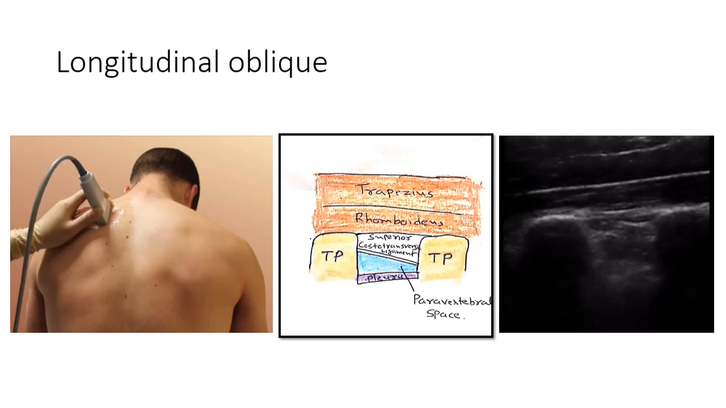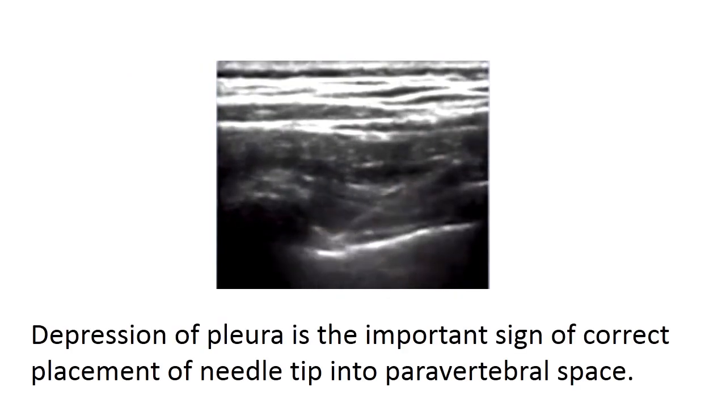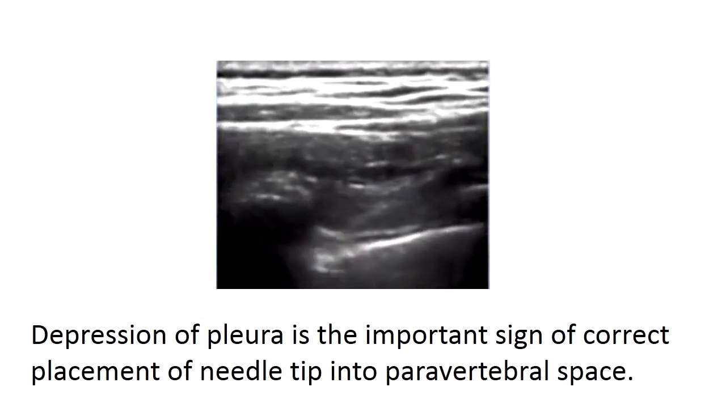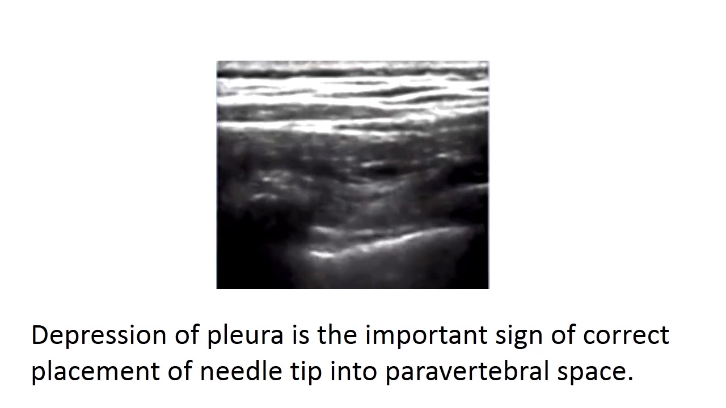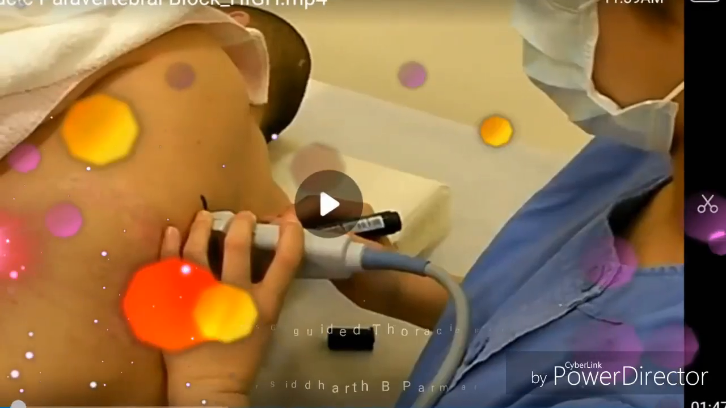Needle is entered from caudad to cephalad, using in-plane approach, to enter into paravertebral space. In any approach, depression of pleura is the important sign of correct placement of needle tip into paravertebral space while injecting local anesthetics. Let's check our real block.